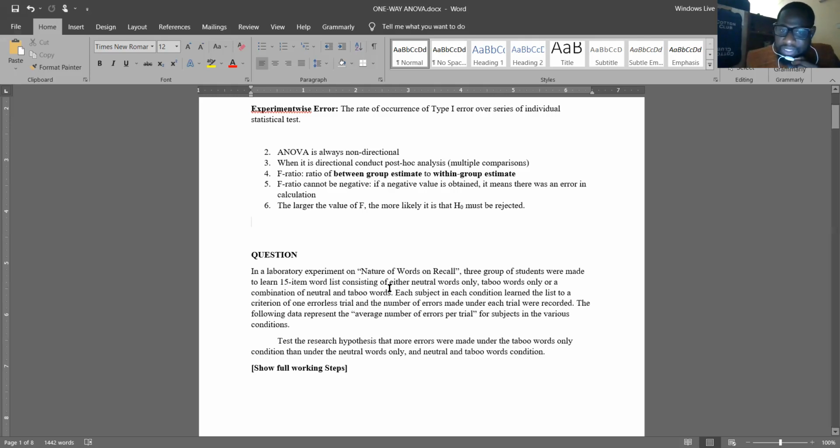Within the question, you could see that they indicated nature of words on recall. So nature of words is the independent variable, which is one independent variable. And they have manipulated the independent variable. When I say manipulated, it means they've divided the participants into several conditions or groups on the independent variable. That's why we have 3 conditions. That's the sort of manipulation they've done.